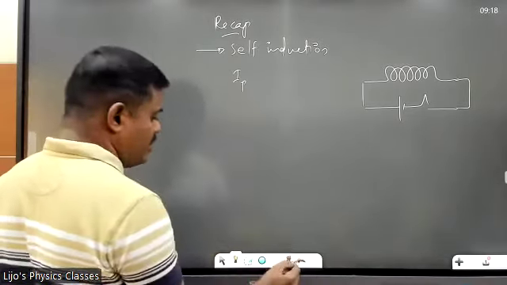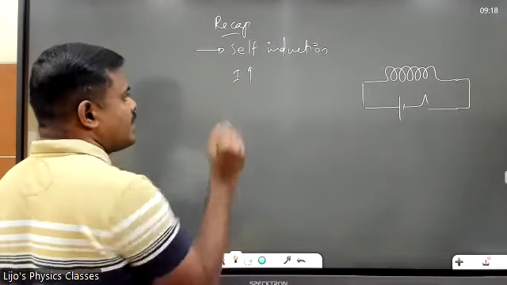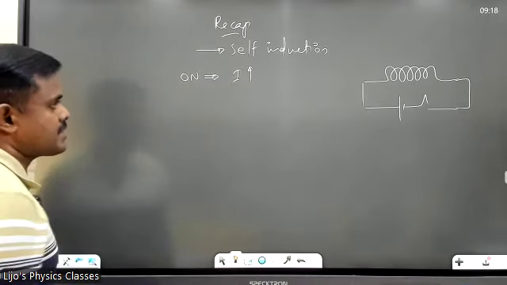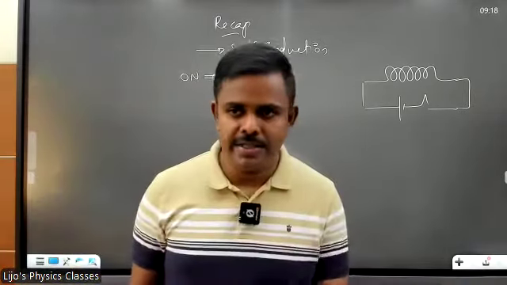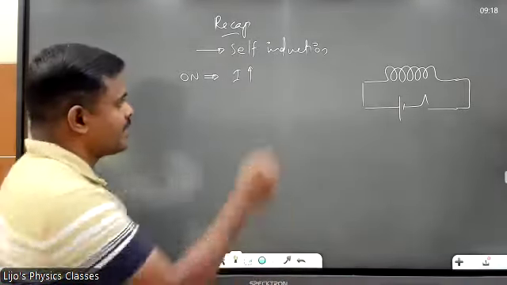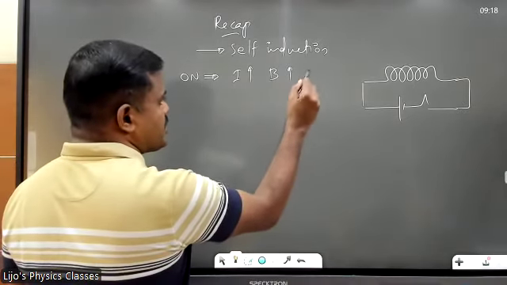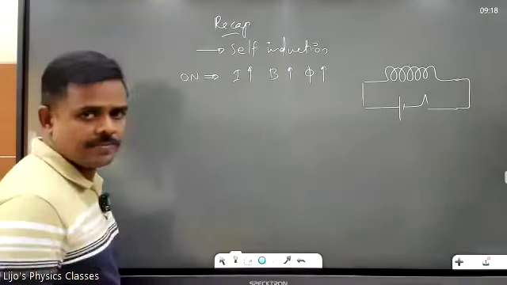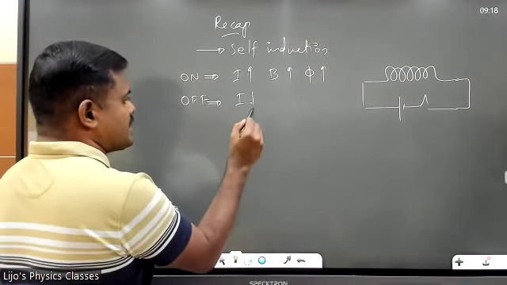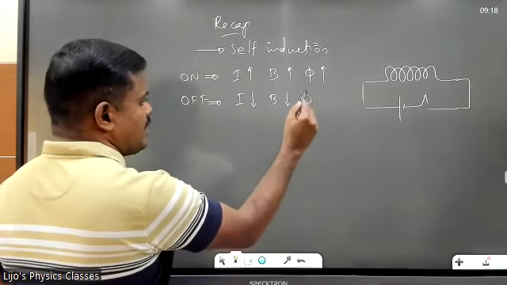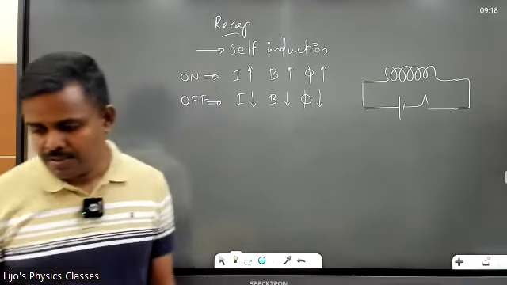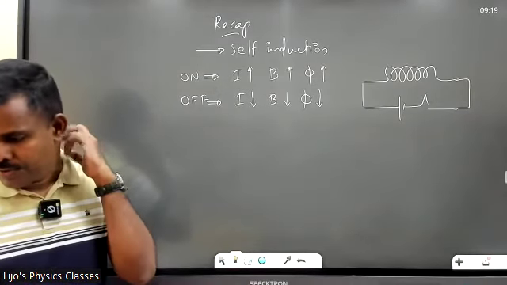So just tell me what's happening? Current increases, right? When you switch it on, current increases. You must have learned it by now because I've said it at least 100 times. Current increases, magnetic field also increases, flux also increases. On the other hand, when you switch it off, current decreases, field decreases, flux decreases. We learned all these things yesterday. So when you switch it on or off, you see a change, right?